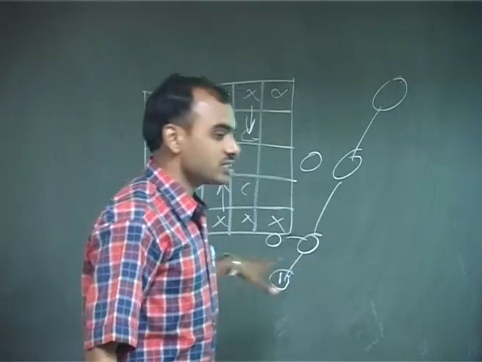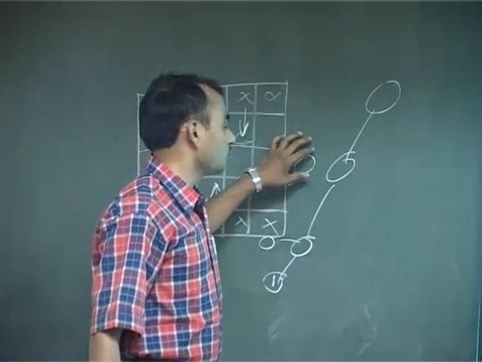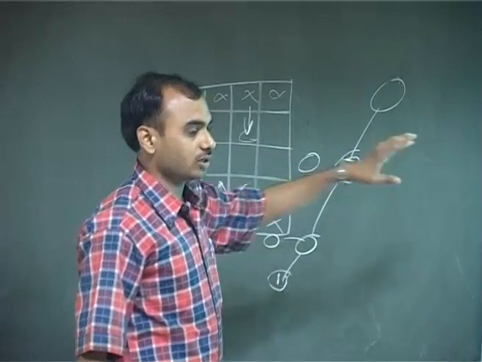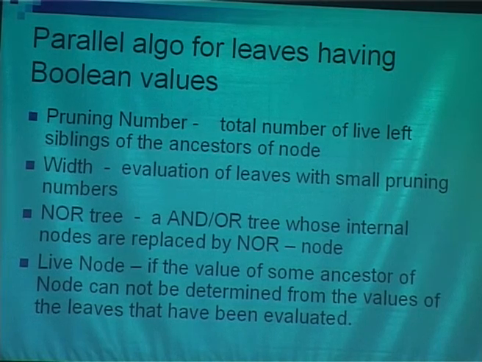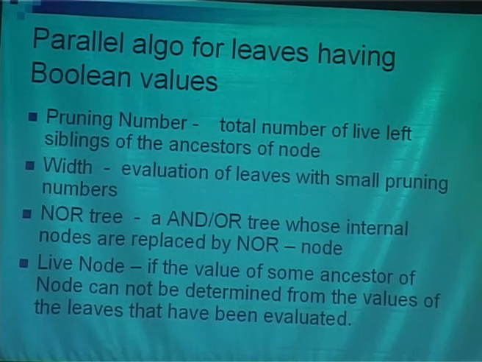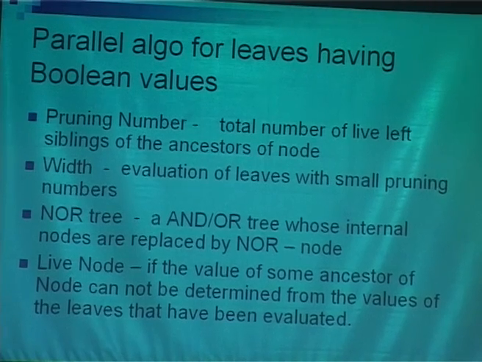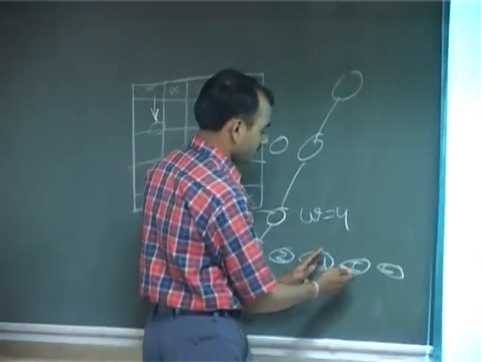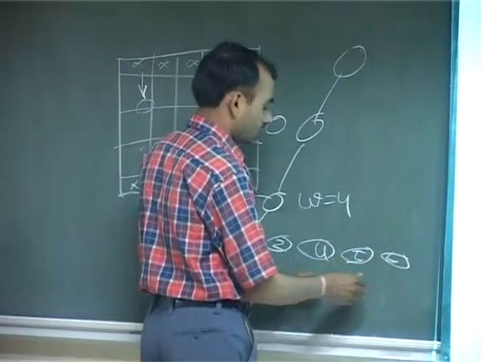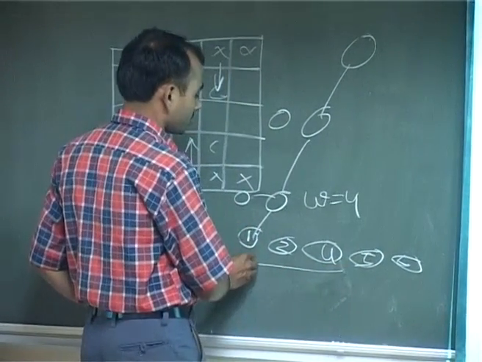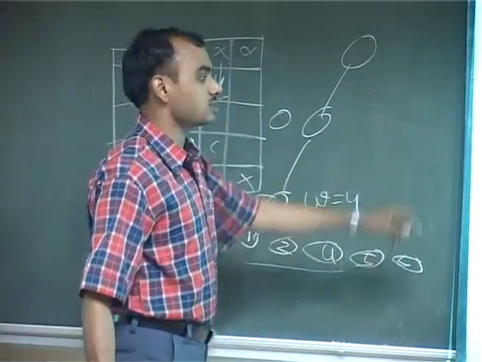And a leaf node is a node whose value cannot be determined from the nodes which are already evaluated. And the width is this: if there are some leaves and their values are something like this, we define a number w whose value is, let's say, 4. Then the nodes which have a value greater than 4 will be pruned. We only take into consideration these nodes. That is the width.